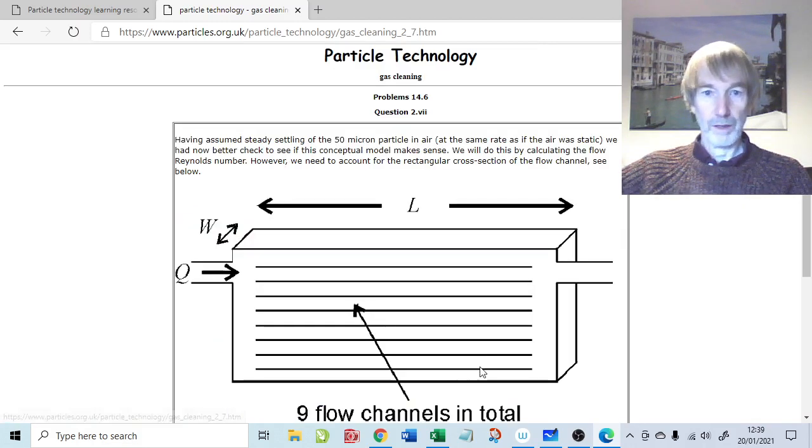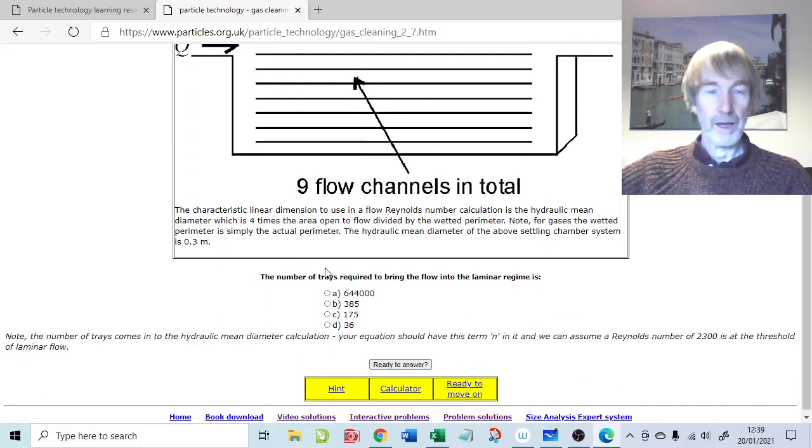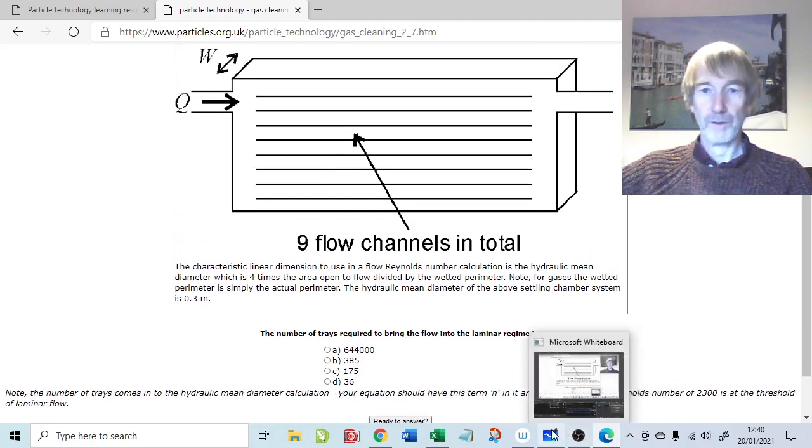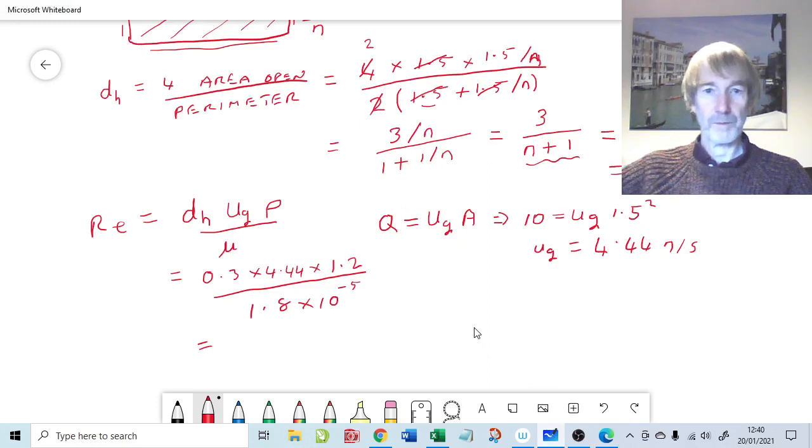So the question becomes, what's the number of trays that we need to add? Is it 36 trays, which is, this is the total number of trays rather than ones to add. Is it 36 trays, which is probably just about the limit of the sensible number of trays to put in? 175 is crazy. In 1.5 meters, that's not crazy, and the other two are even crazier. So let's see whether we can force it into some sensible solution.